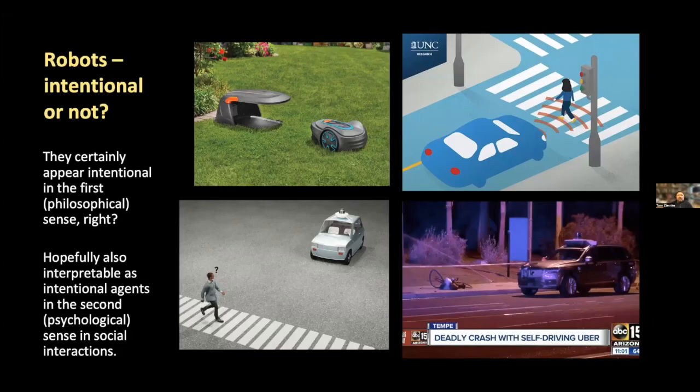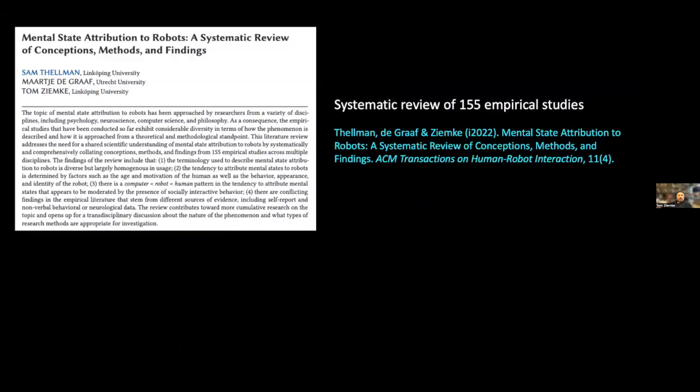Okay, so the interesting question, since I'm a cognitive scientist, I'm very interested in how do people actually do this? How do people know what robots know, and how do they predict how robots will act?